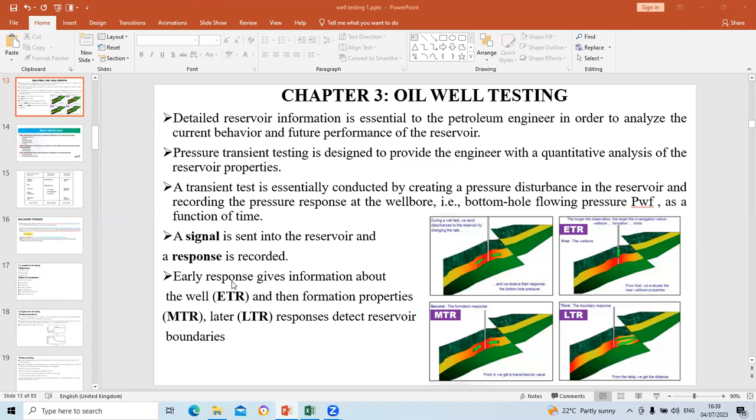The mid-time response is when the pressure wave is traveling within the actual reservoir. That's our mid-time response. Then when the pressure wave reaches the boundary, that is what we call the late-time response. You're going to see that a signal is generated in the reservoir. That's our reservoir, that's a wellbore, and that's the reservoir. The signal is generated and starts traveling in both directions into the reservoir.